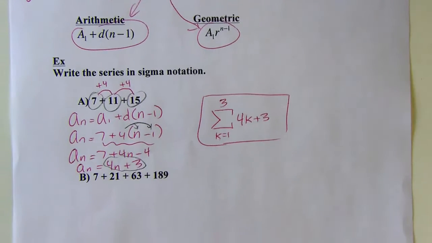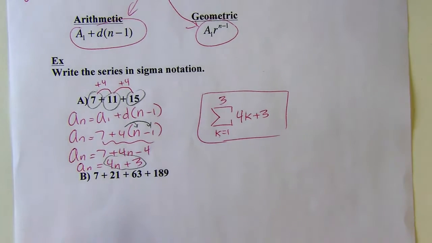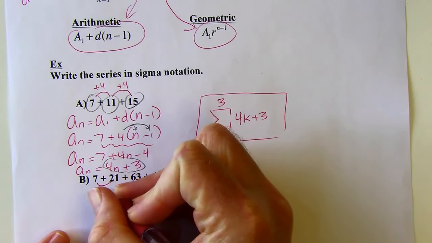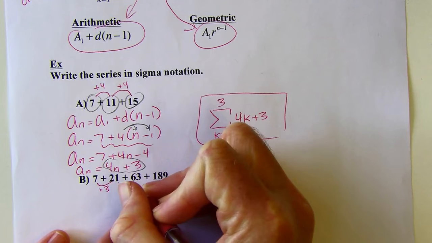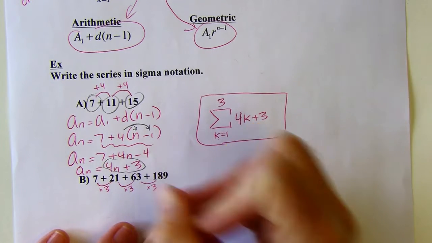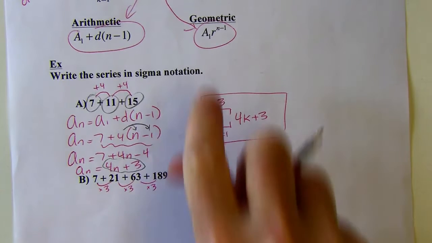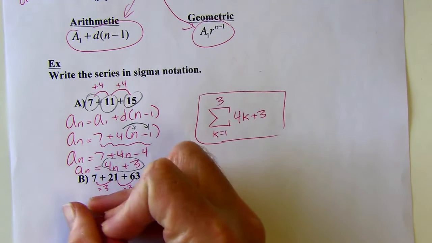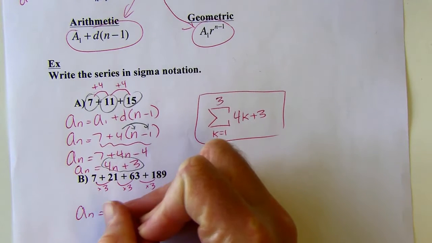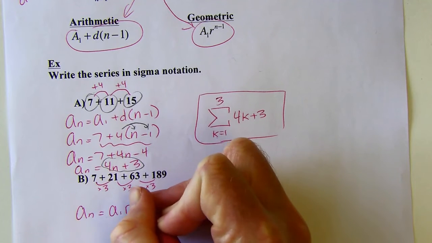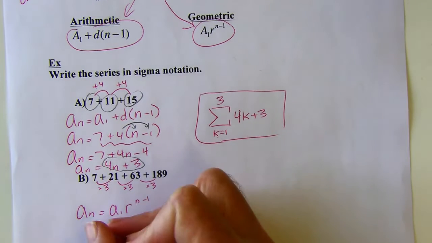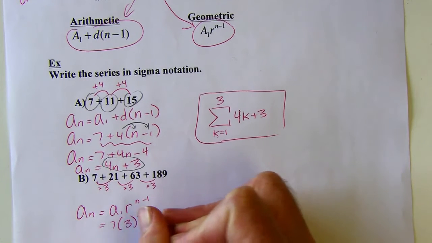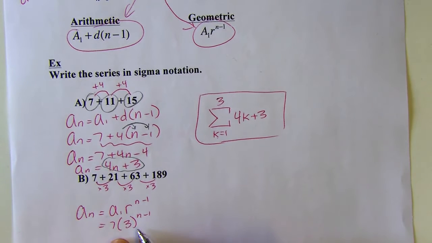Okay. So looking at this next one, I'm first thinking, is this arithmetic or geometric? And I can see I'm multiplying by 3. It doesn't work with addition or subtraction, but it does work with multiplying. So that means I'm using the geometric term builder. So here's my formula. The first term is 7. The ratio is 3. And there's not much I can do with this. I can't simplify it.